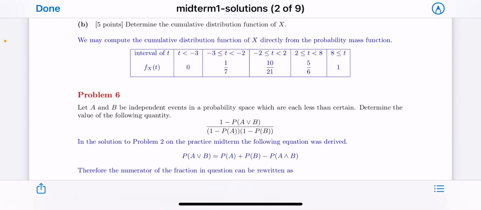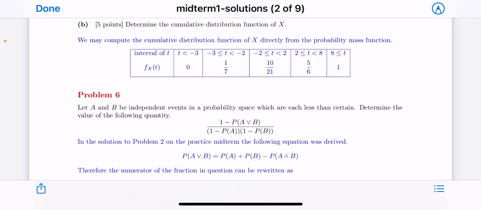And so once I know that the answer to the question is supposed to be 1, I can start thinking, well, okay, what I need to be doing here is to try and massage the numerator somehow to end up being the same as the denominator. And so with that goal, let's see what we can do. So I've said here that in the solution to problem 2 on the practice midterm, the following equation was derived.